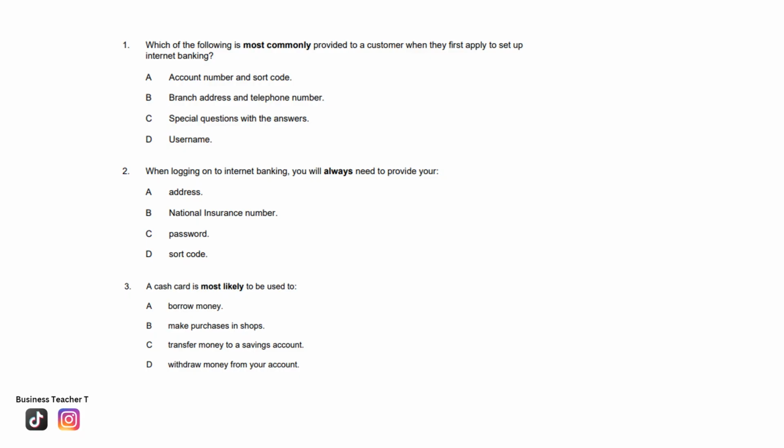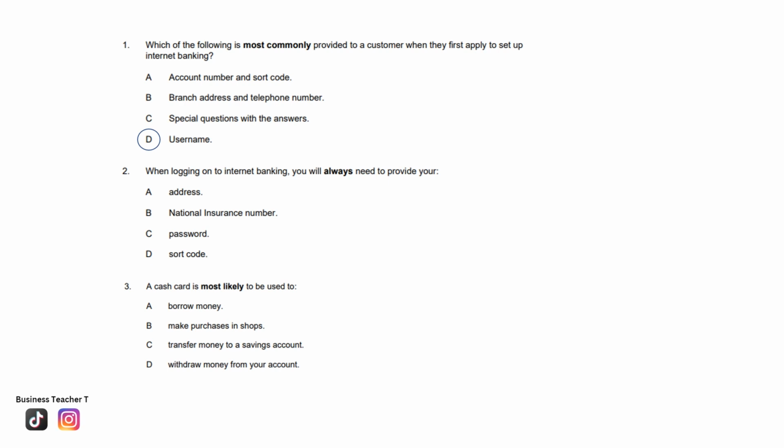Which of the following is most commonly provided to a customer when they first apply to set up internet banking? A. Account number and sort code. B. Branch address and telephone number. C. Special questions with the answers. Or D. Username. And the answer is D.